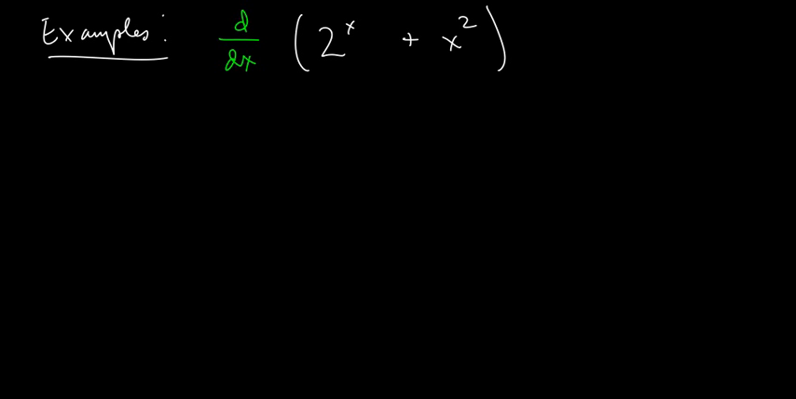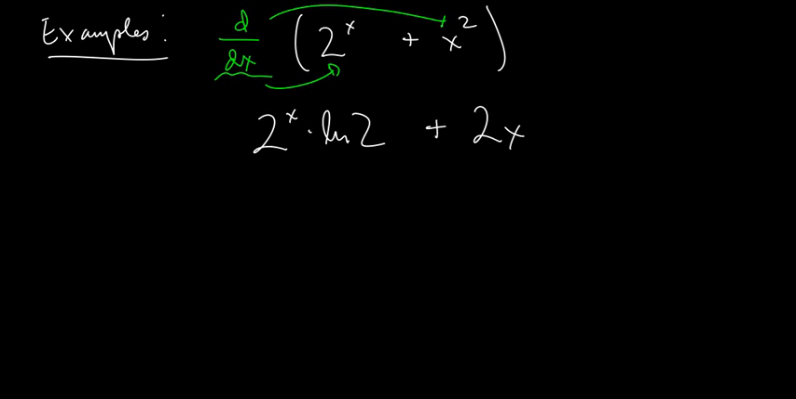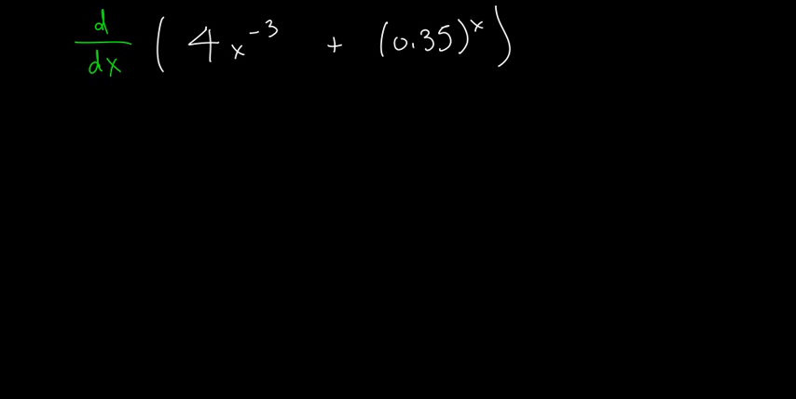Here's one, 2 to the power x plus x squared. So don't get tripped up here. The derivative of 2 to the x is simply 2 to the x times ln 2. And then you add the derivative of x squared, which is going to be 2x. So what was the thing that happened here? The derivative of this whole thing goes like this: derivative of the first thing, and then you add the derivative of the second thing. Okay, so that was easy. So let's do another one.